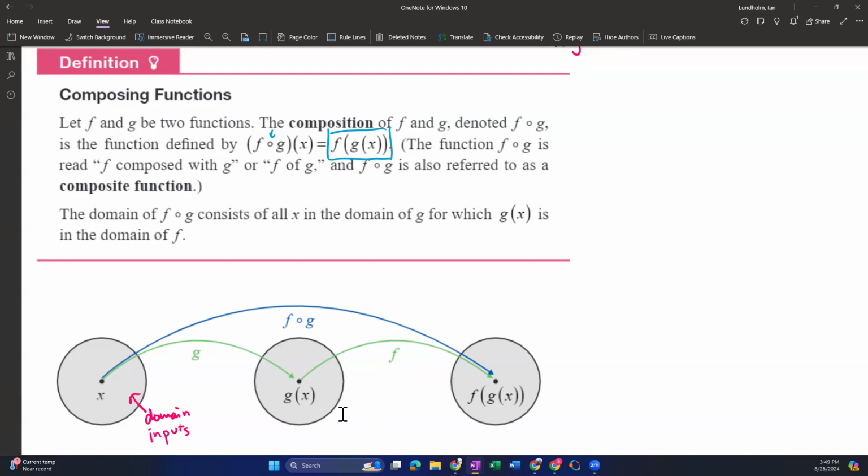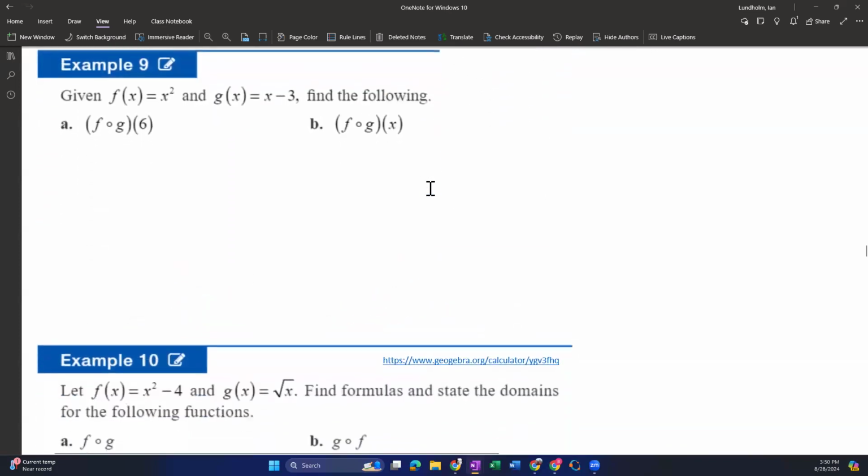This function composition is a super cool operation that is going to allow us to build a lot more complicated functions. And if we see a complicated function, we can dissect it so that we can understand how it's going to behave. So composition is super important. Let's go ahead and take a look at example number 9 here. We've got f of g of 6, and that's the first one we're going to do. So let's just pay attention to that. f is x squared, g is x minus 3.